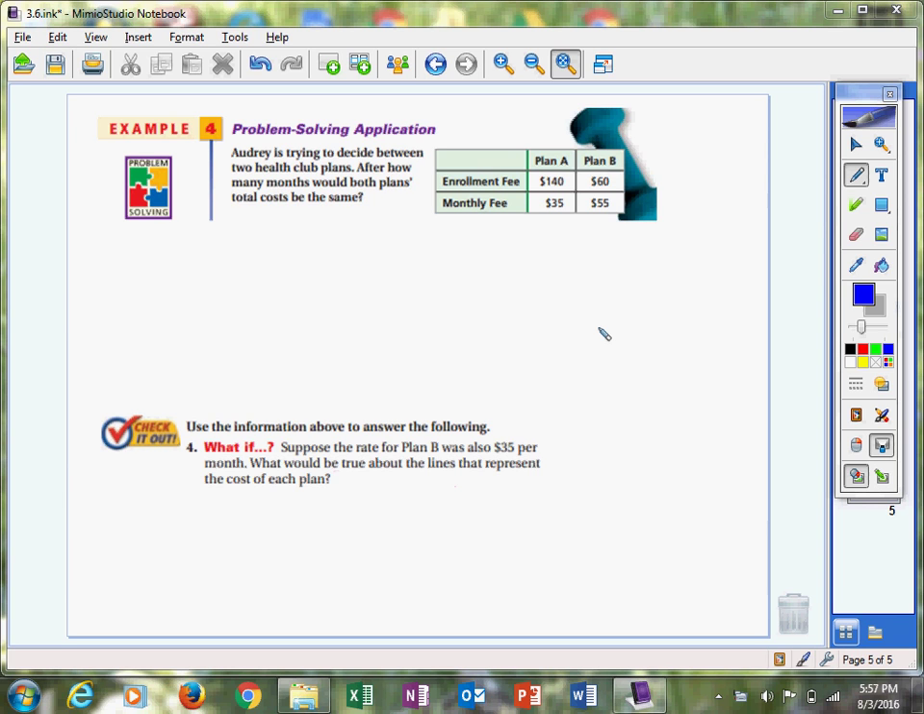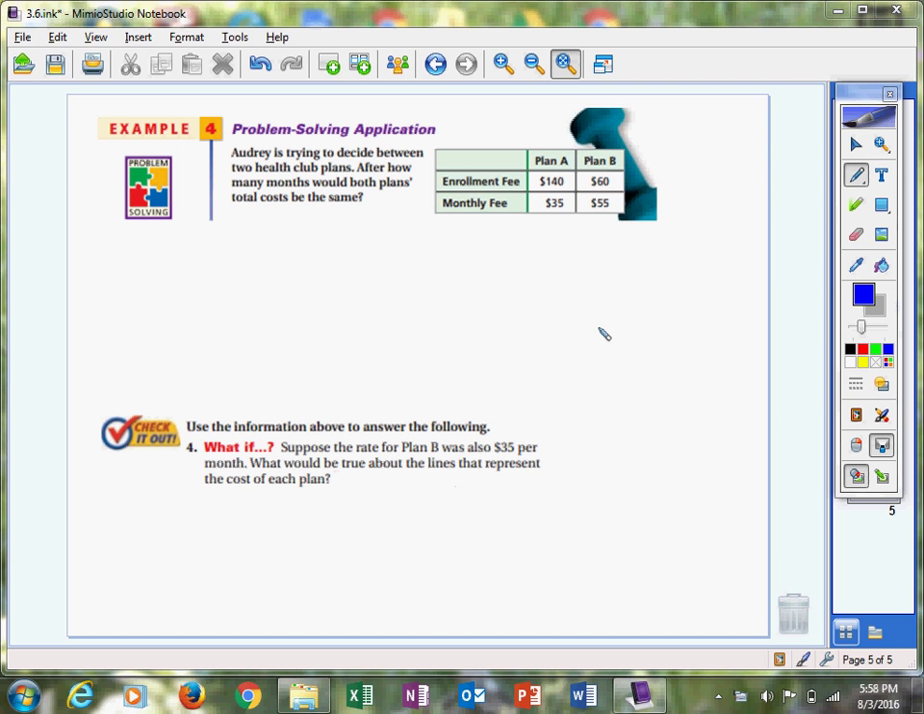Last example in section 3.6, we're doing a little bit of an application. Hopefully some of this algebra is flooding back to you and some of these problems look really familiar. So let's take a look. Audrey is trying to decide between two health club programs or plans. After how many months would both plans' total cost be the same?